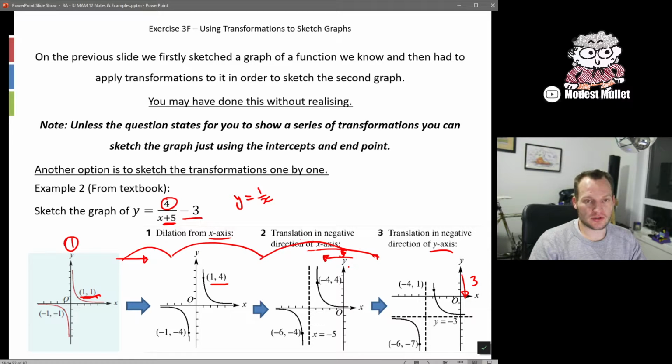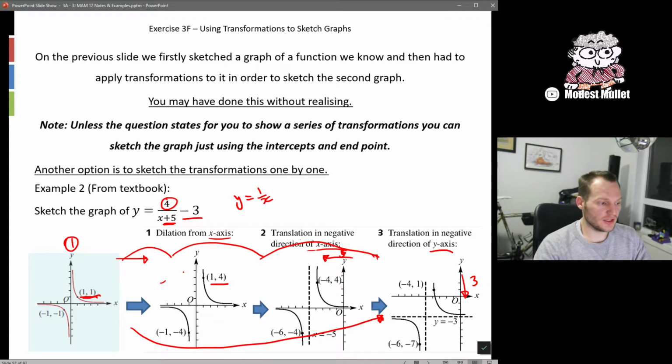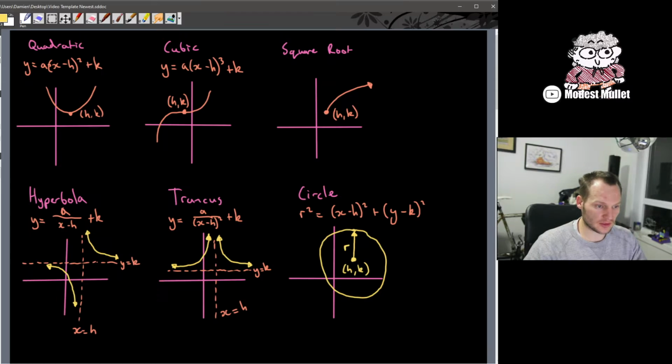But especially in the exam, there's never going to be a requirement to draw each individual transformation. It'll say, here's your initial graph, here's the final, or it'll just give you the final one, sketch it. So how can we shortcut all the way across? How can we be more efficient? That comes down to us recognizing the h and k values. We've talked about this before in class.